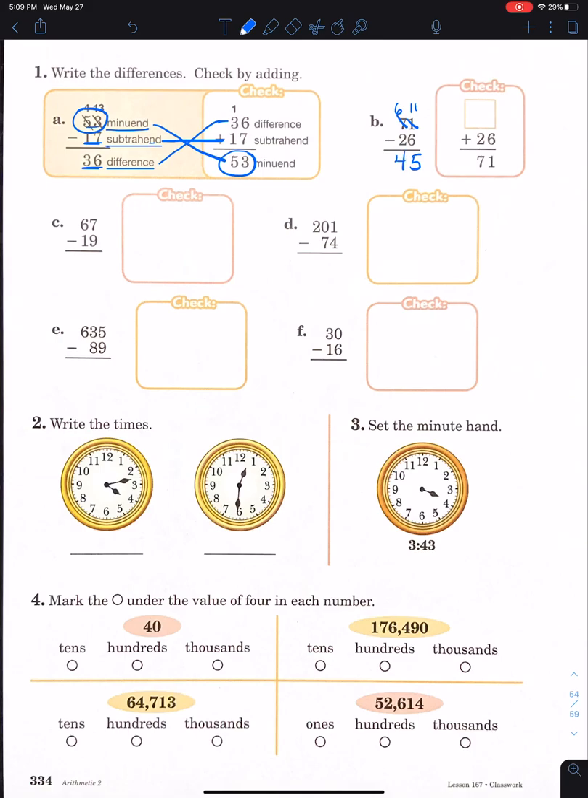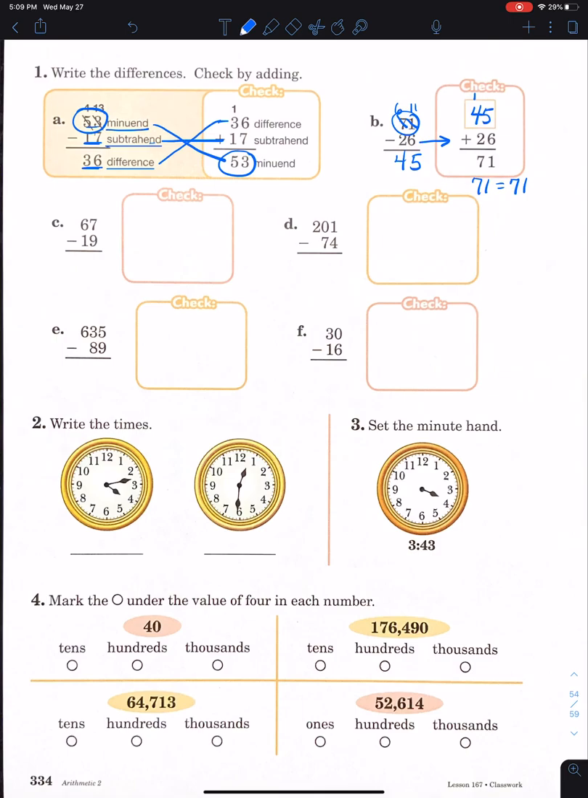Now to check the answer, we're going to put our answer, our difference, at the top, and add it to our subtrahend, 26. Let's see if we get the same thing that they got here. 5 plus 6 is 11. 1 plus 4 is 5. And 5 plus 2 is 7. So we got it right. We have 71 equals 71. So if you're doing a subtraction problem on a test or on a paper, you can take the time to check your work to see if you got it correct.